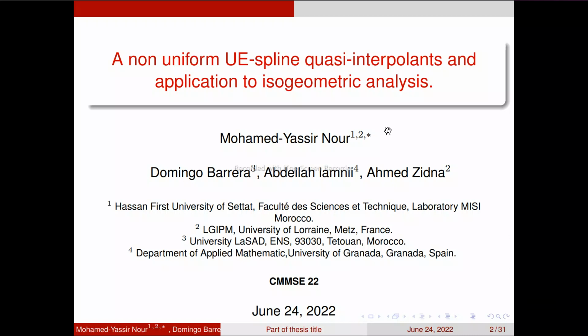My name is Mohamed-Yassir. I'm a PhD student, between Hassan First University in Morocco and the University of Lorraine in France. This work is a collaboration with Professor Domingo Barrera, Abdullah Lamni, and Ahmed Zidna, entitled non-uniform UE-spline quasi-interpolants and application to isogeometric analysis.